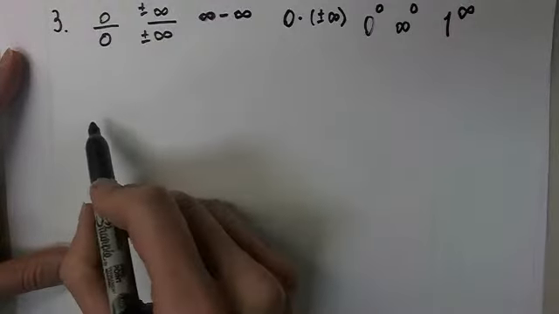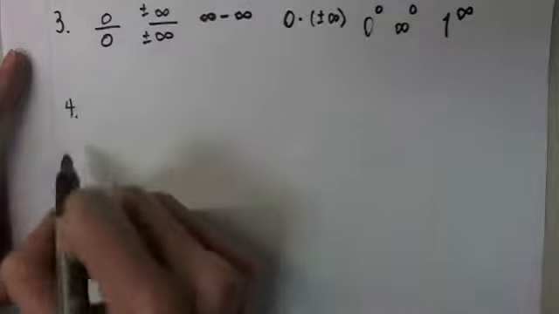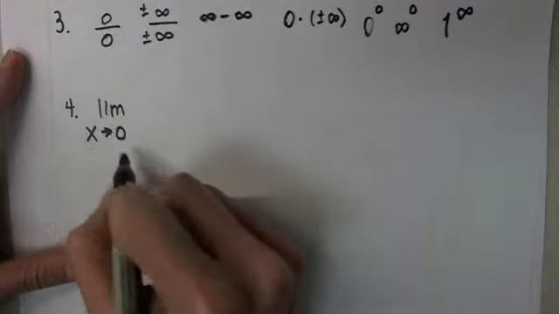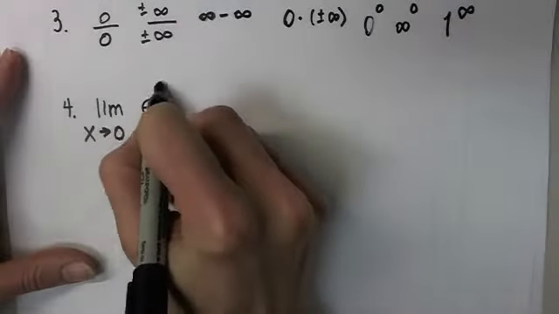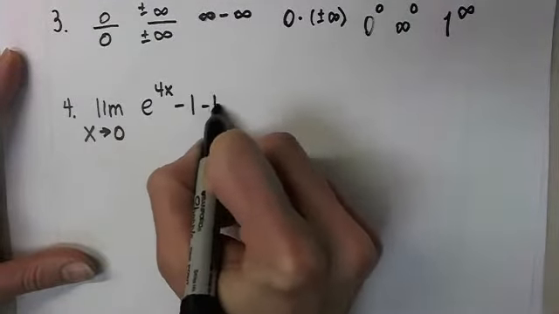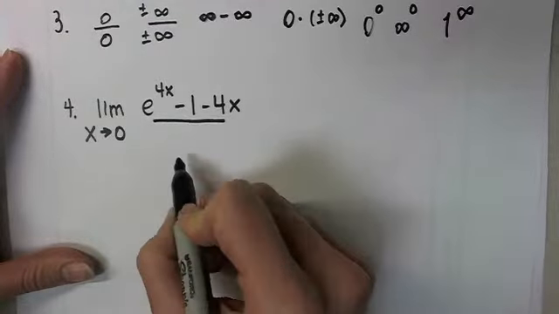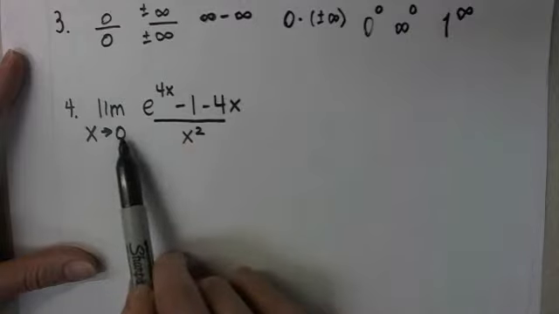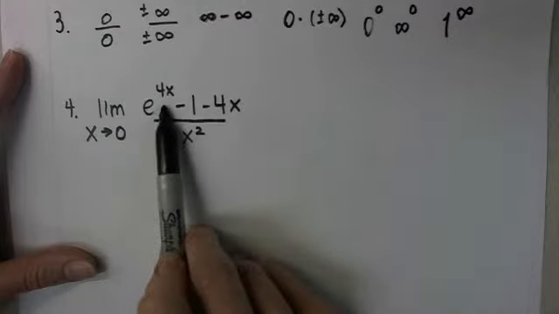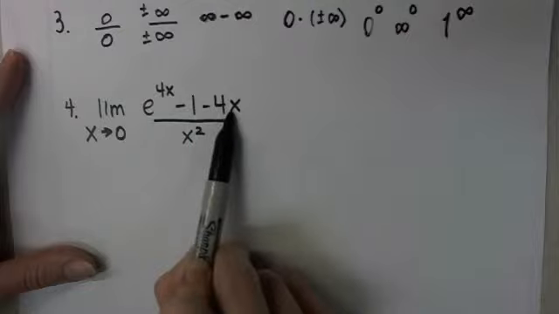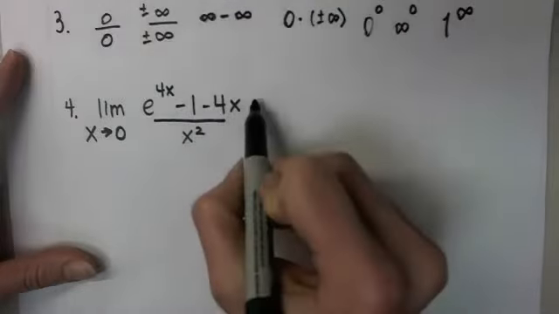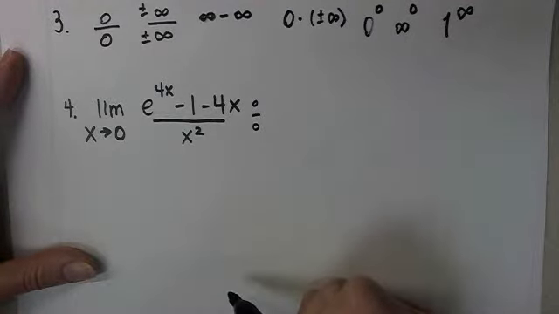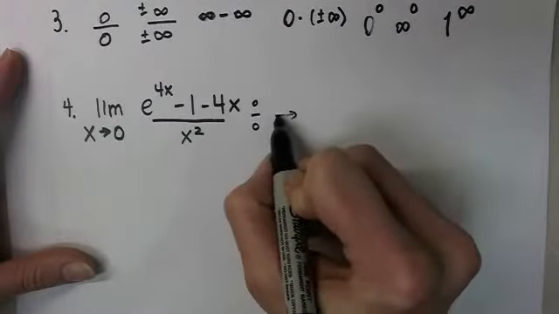Okay. So let's do number 4. Number 4 says find the limit as x goes to 0 of e to the 4x minus 1 minus 4x, all over x squared. Well, if you do a direct substitution, we get e to the 0, which is 1, minus 1, minus 0. So we get 1 minus 1 minus 0, which is 0, over 0 squared, which is 0. So this is indeterminate.